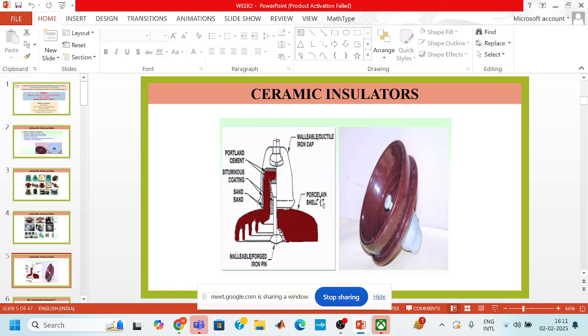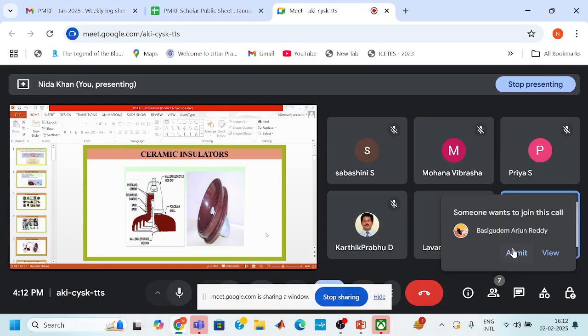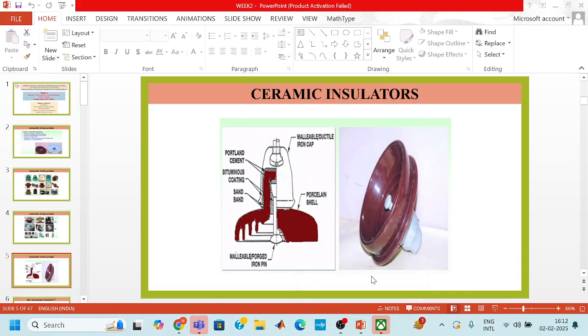So you can see this is the cross section of a ceramic insulator, in which there is one malleable ductile iron cap, and second is a malleable forged iron pin, that is the metal pin, and in between these two there is a porcelain shell which has different petticoats. This shell is integrated using Portland cement, and after that a bituminous coating is done, and then a sand band. This is the cross section of a pin type ceramic insulator.